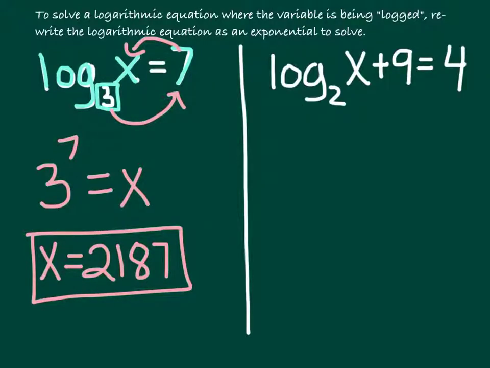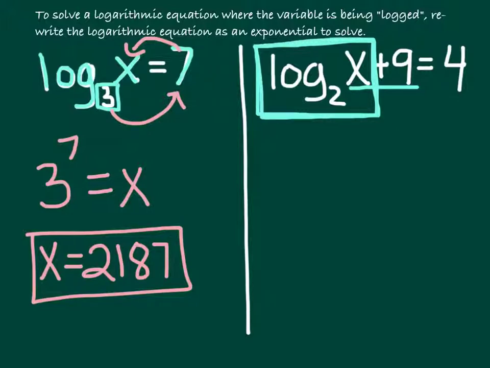Alright, next up we're going to do log base 2 of x plus 9 equals 4. It's very important that you pay attention to where your parentheses are, because this is not taking the logarithm of x plus 9. This is only the logarithm of x. So this is your single number right here. Log base 2 of x is a number, and then you add 9, and then it equals 4.